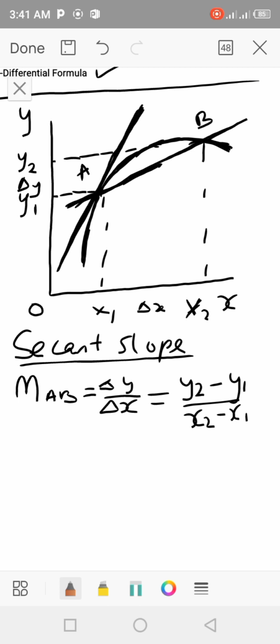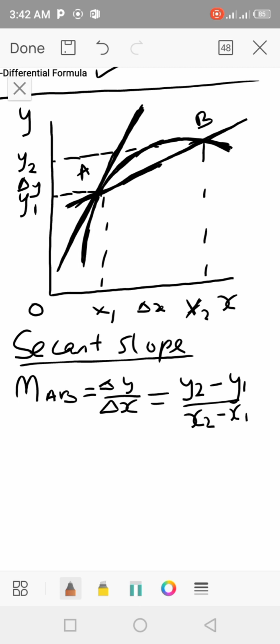So change in y over change in x is the slope over the range between point A and B, over the interval between point A and point B. So that is the secant slope.